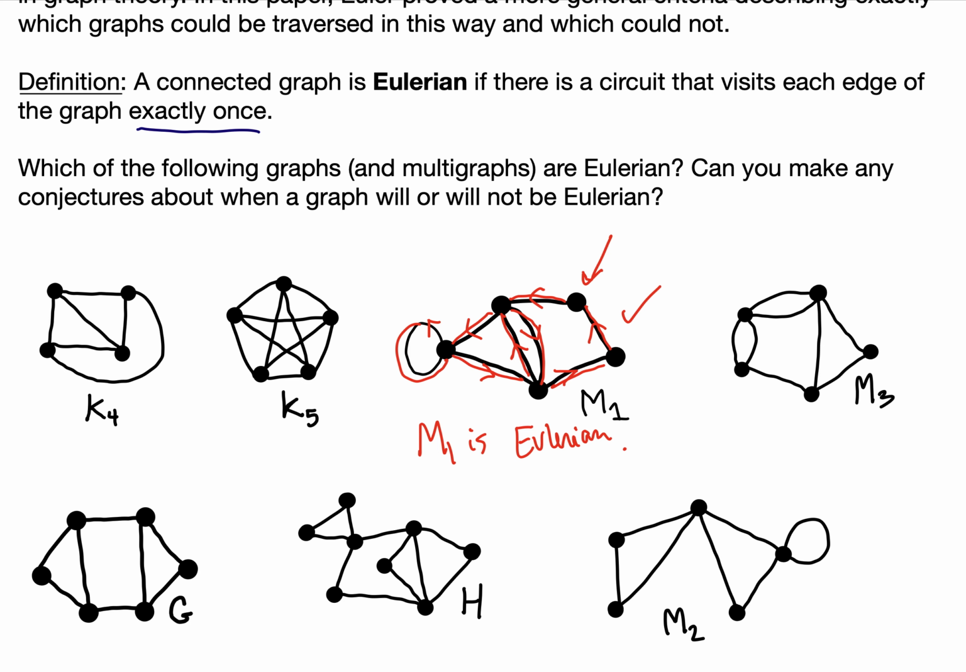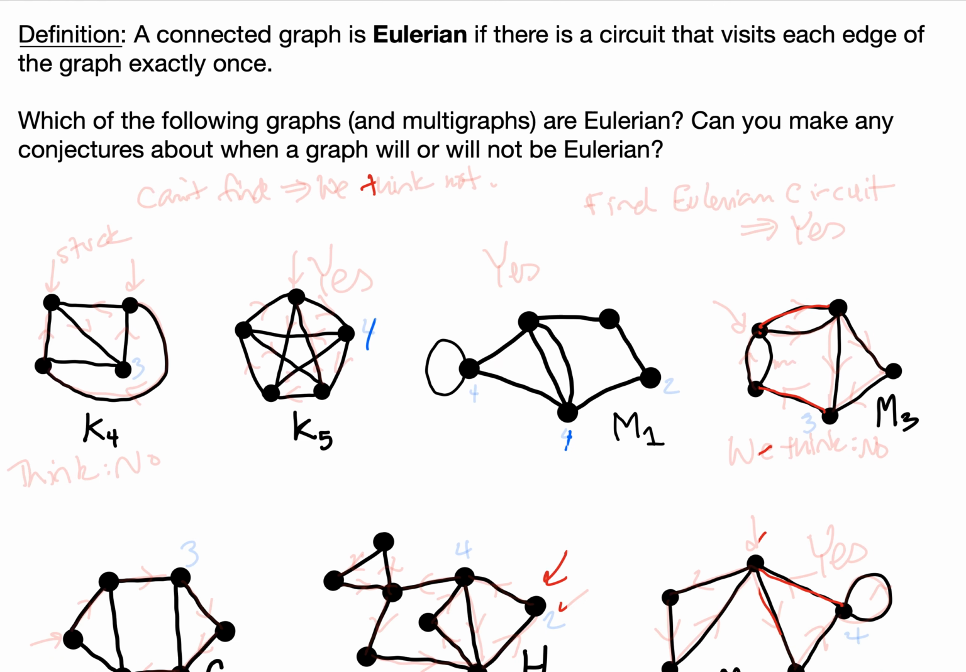So try out the other graphs. Try to figure out, is there an Eulerian circuit in these other graphs? And we'll talk about these in just a minute. Okay, so which of the following graphs are Eulerian? And can you make any conjectures about when a graph or multigraph will be Eulerian? We already said that M1 was yes. We found an Eulerian trail through this graph, an Eulerian circuit through this graph.